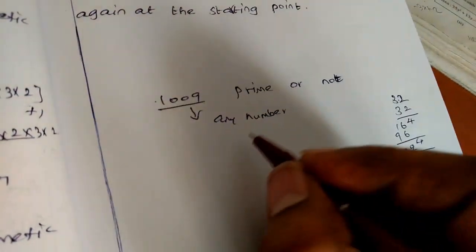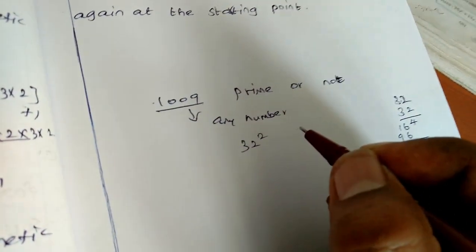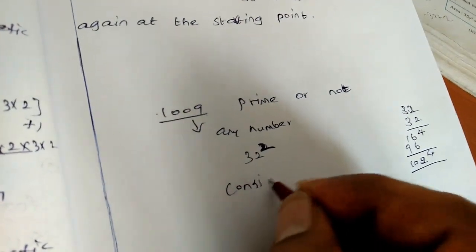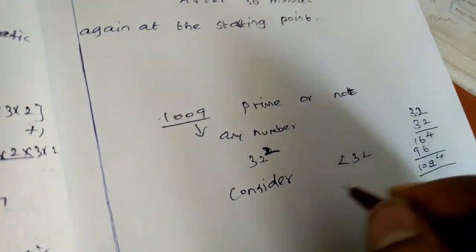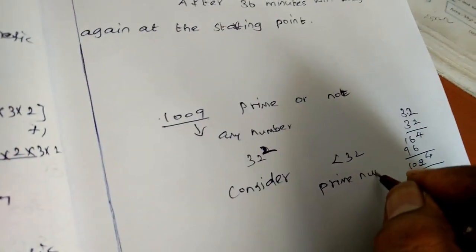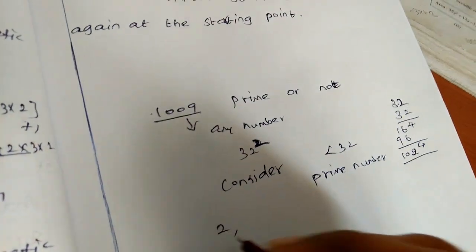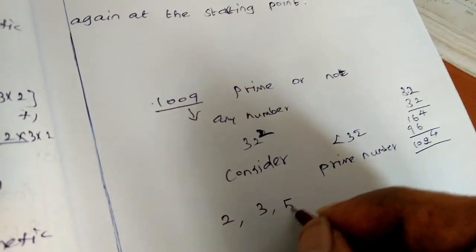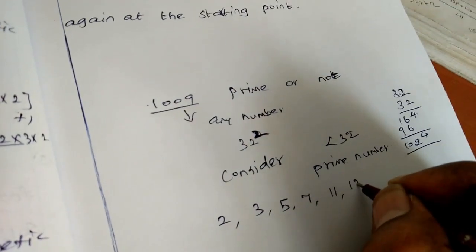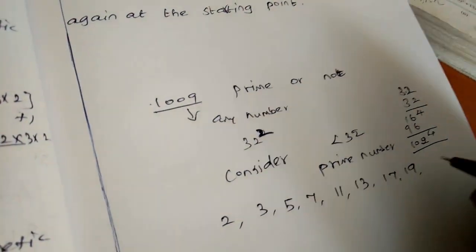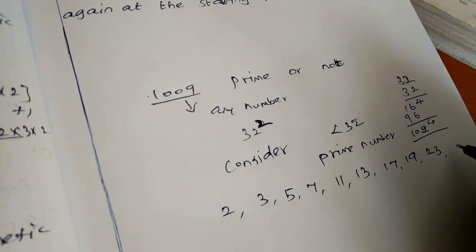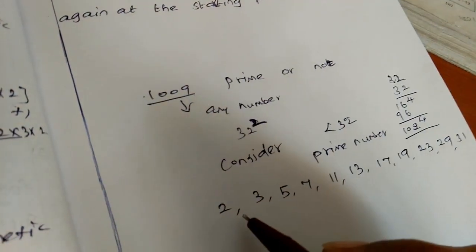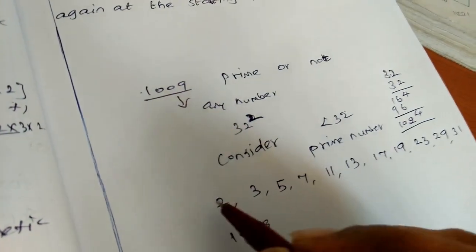1024. So choose the next perfect square, that is 32 squared. Now consider the prime numbers less than 32: 2, 3, 5, 7, 11, 13, 17, 19, 23, 29 and 31. Now try to divide this 1009 by these numbers.